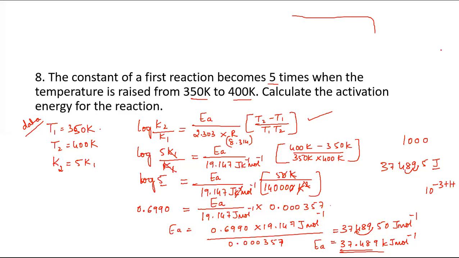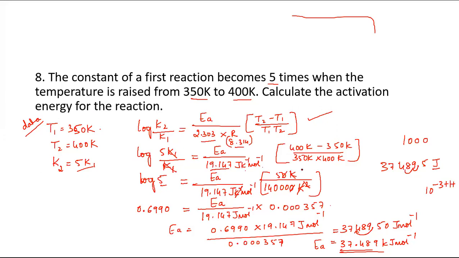This is about the question and the data and this formula, right? After substituting the values, K2 is nothing but 5 into K1. 5 into K1 divided by K1 is equal to EA divided by 19.143, which is obtained by multiplying 2.303 into the R value, that is 8.314, with unit joule per Kelvin per mole. The final temperature is 400 minus the initial temperature 350, 350 into 400.